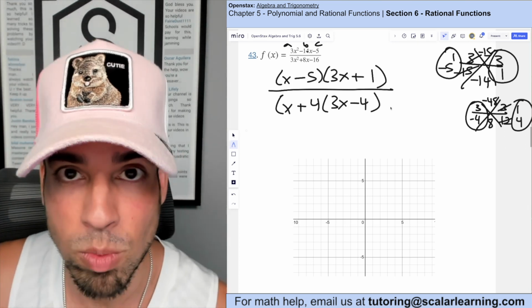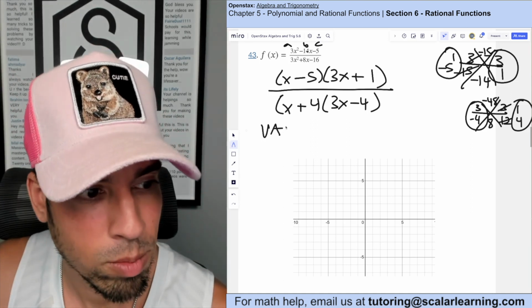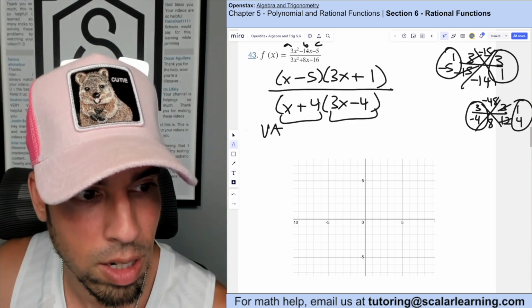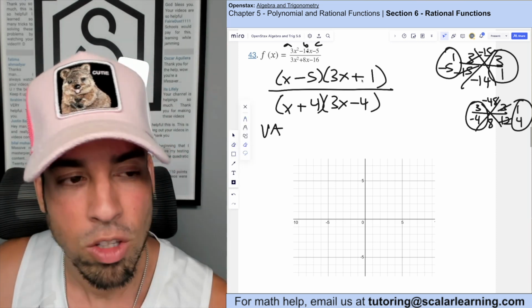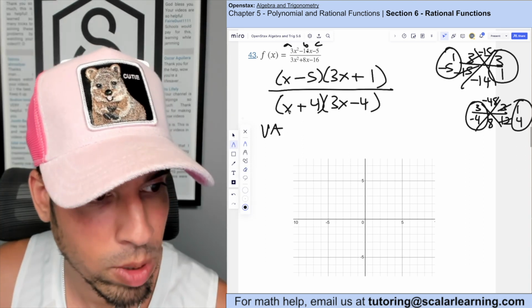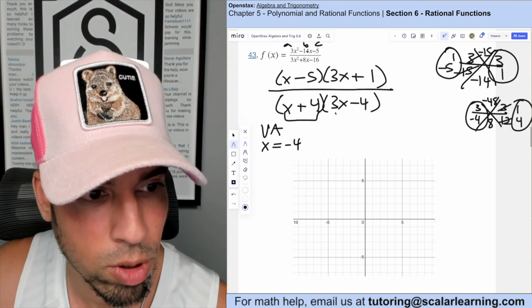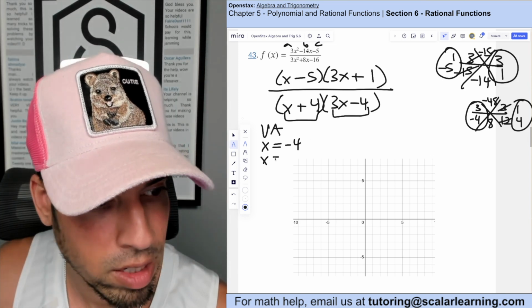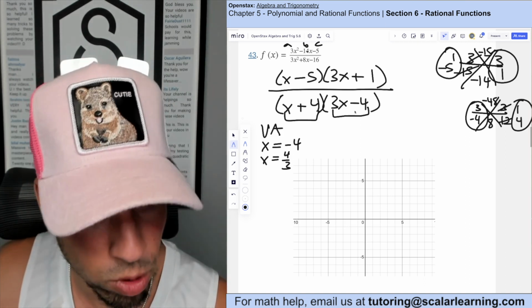Now that we have it factored, we can do a lot. So let's start with our nice vertical asymptotes. Everywhere where the denominator zeroes out here, we're going to have a nice vertical asymptote because there's nothing canceling out. So we don't have to worry about a hole or something like that. So we got a vertical asymptote here when x equals negative 4. We also got one here when x equals positive 4/3, right? 4/3 times 3 is 4, minus 4 is 0.